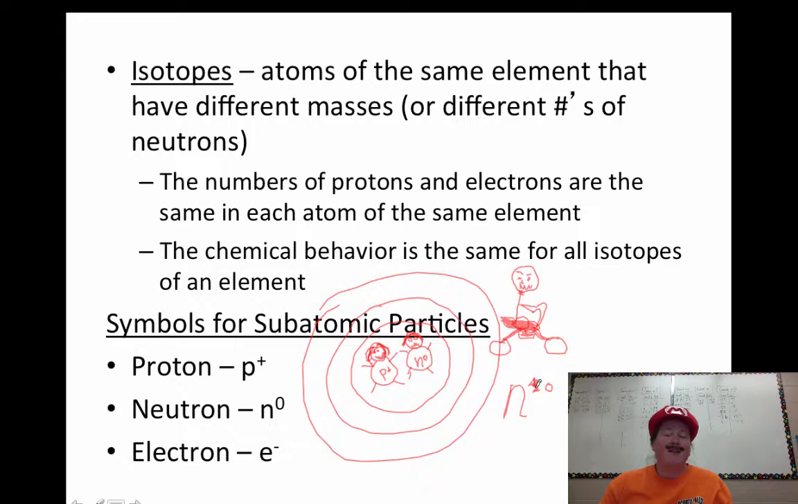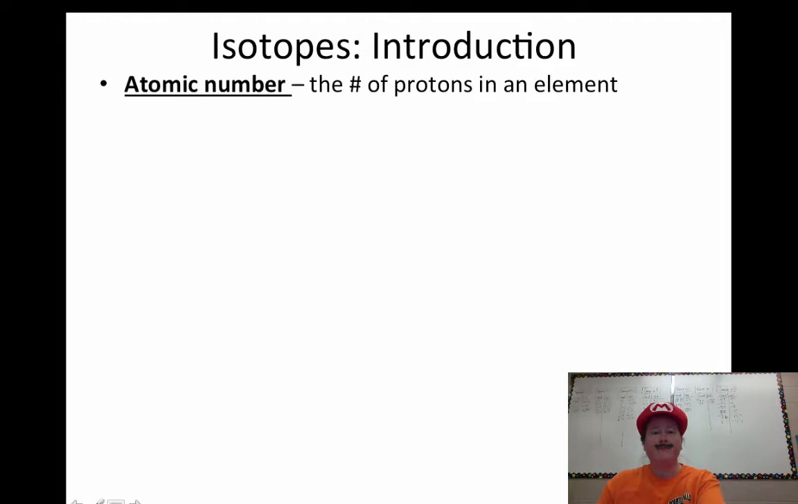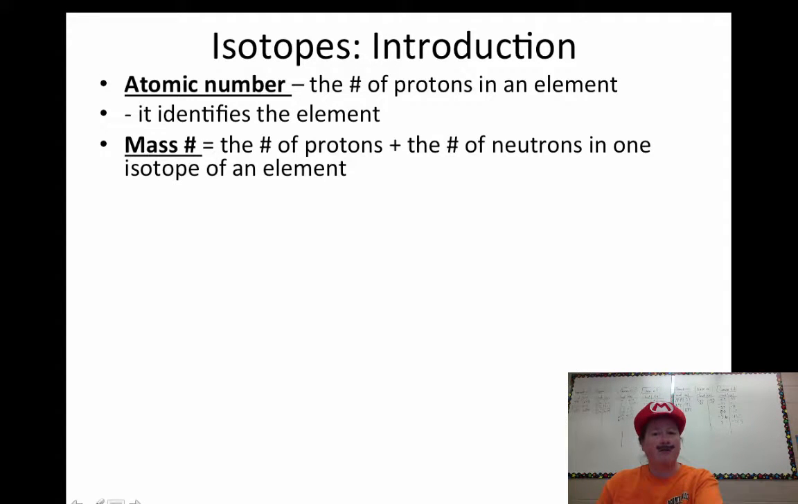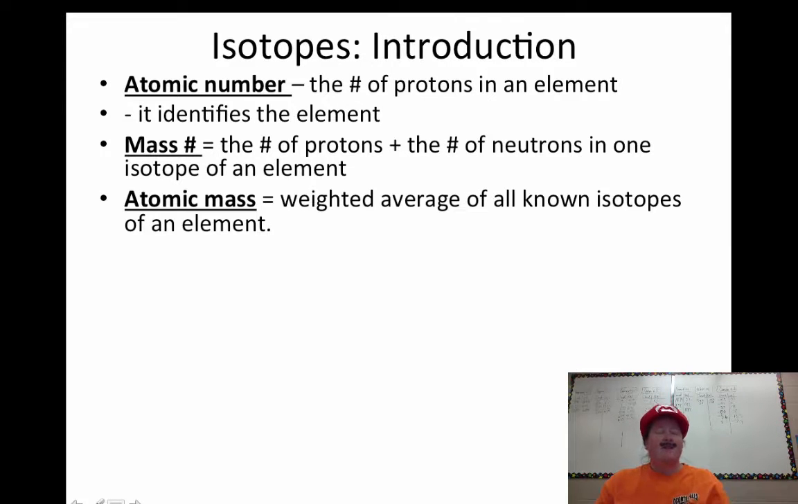I don't want to give any indication that there's pluses and minuses there that are canceling each other out. So we'll just use an N with a 0. Okay, by definition, the atomic number is the number of protons in the element and identifies the element. With the mass number, we are talking about a specific isotope of an element. And the atomic mass is a weighted average of all known isotopes of the element.